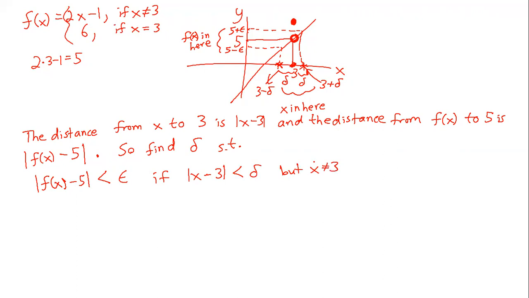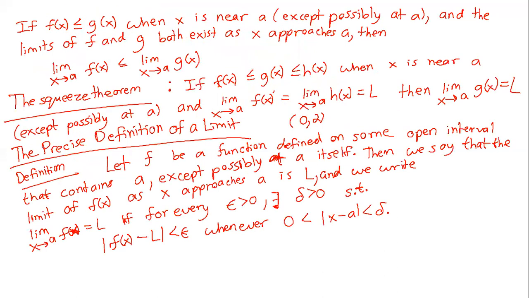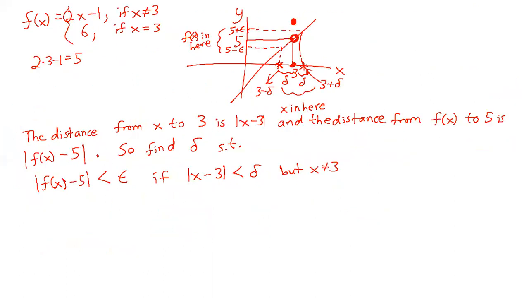So right now, let me go back up. That's following this. We're saying that the limit of f(x) as x approaches a is L if there exists some delta such that every time I get |x - a| less than that delta, it will give me |f(x) - L| less than epsilon. So over here, I want to say, okay, I'm going to get |x - 3| less than some delta, and that will give me |f(x) - 5| less than some epsilon.